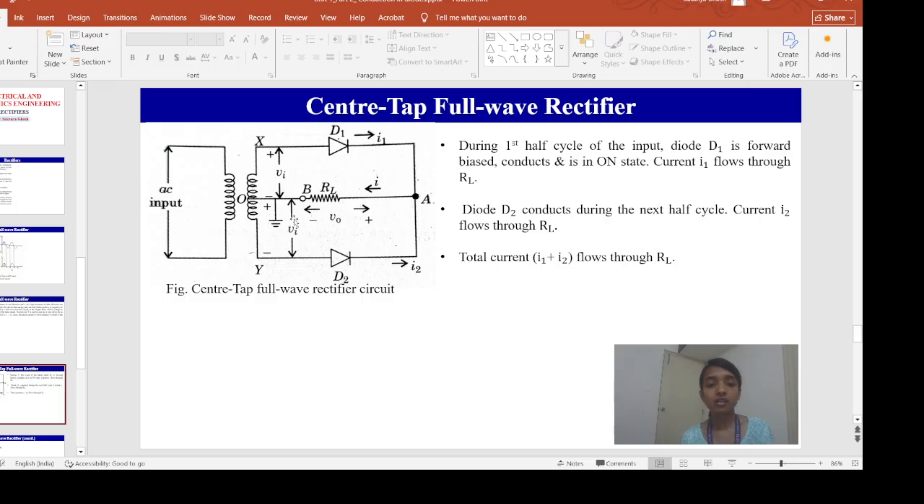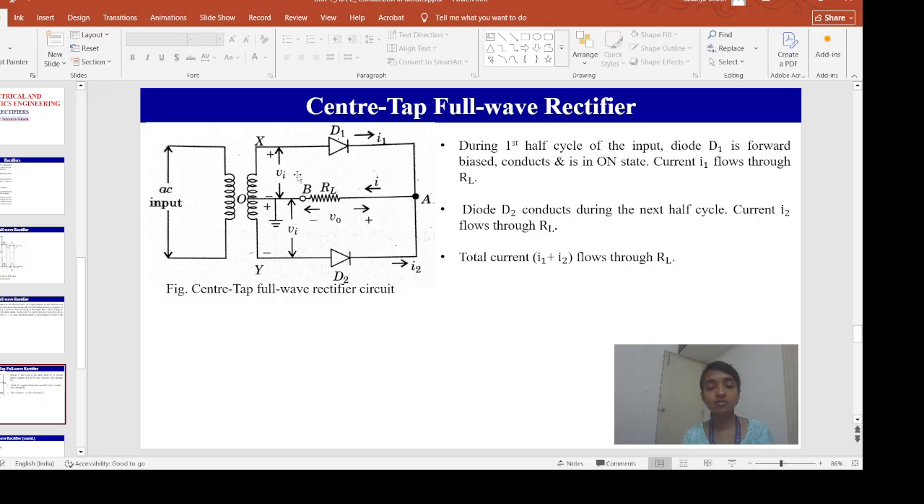But now for the bottom half of the transformer secondary, this positive is connected to the positive of the diode D2. So D2 will be on now, and the current will be flowing through this diode D2. Let's say it is I2, and the same current is flowing through the load resistance RL. So we can see for both the half cycles of the input signal, the current is flowing through this RL.